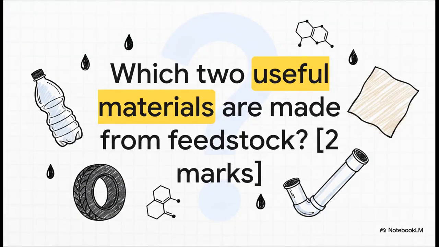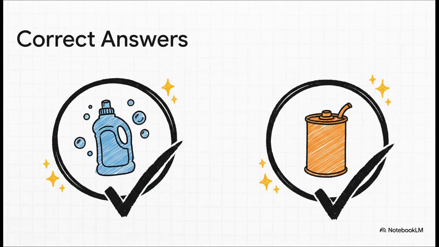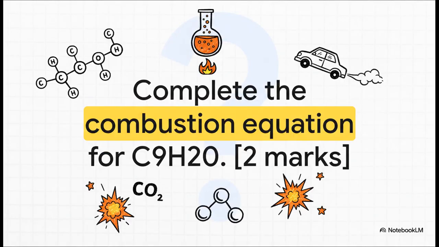So, question 4.2. This is a pretty straightforward 2-marker asking you to pick out 2 useful materials made from petrochemical feedstock. And if we look at what the examiners want, the 2 correct answers are detergents and solvents. Simple as that. 1 mark for each. Easy peasy.